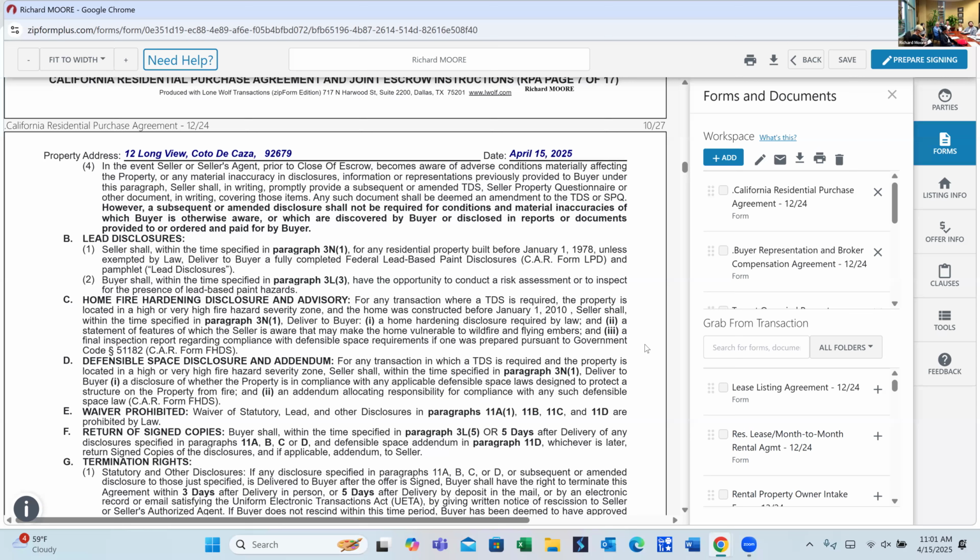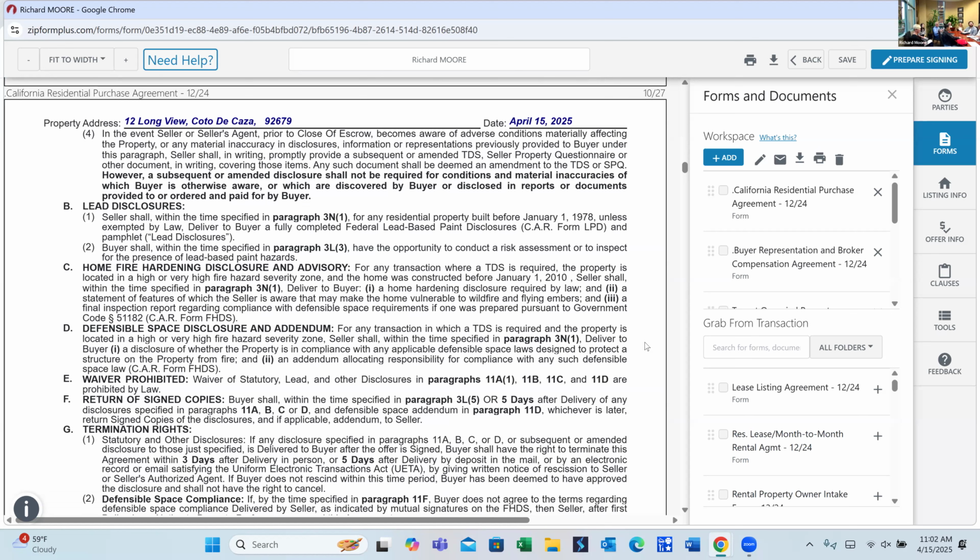The home fire hardening disclosure and advisory is required when a transfer disclosure statement is required. Section D, defensible space disclosure and addendum. This is a hot issue in California. That's required. If a TDS is not required, then the home fire hardening disclosure and defensible space disclosure is not required. Like lead disclosures, it's not waivable.